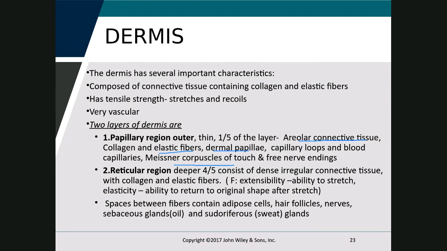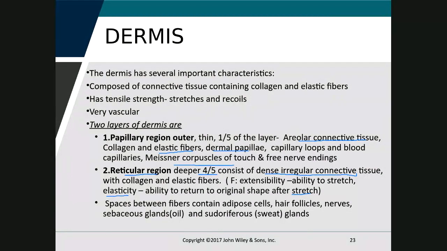The reticular region is the next region below this. It's a little thicker. This is made up of dense irregular connective tissue. It also has a lot of collagen and elastic fibers. So this provides extensibility, the ability to stretch without tearing, and elasticity. It will return to its original shape after it's stretched out.